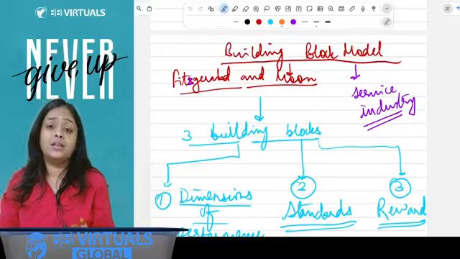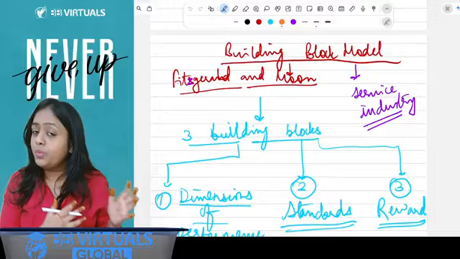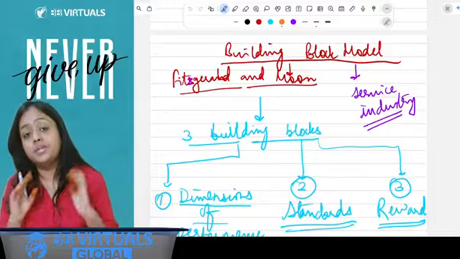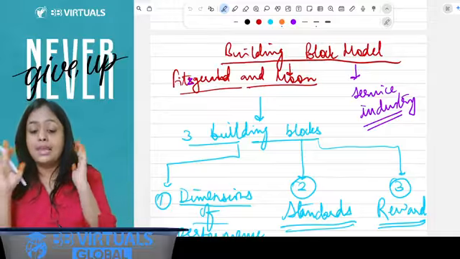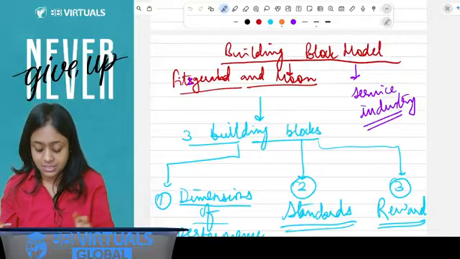Remember that Fitzgerald and Moule is typically made for the service industry. Although we can apply it to the manufacturing industry, typically it is for the service industry. Like balanced scorecard is typically for the trading and manufacturing industries.